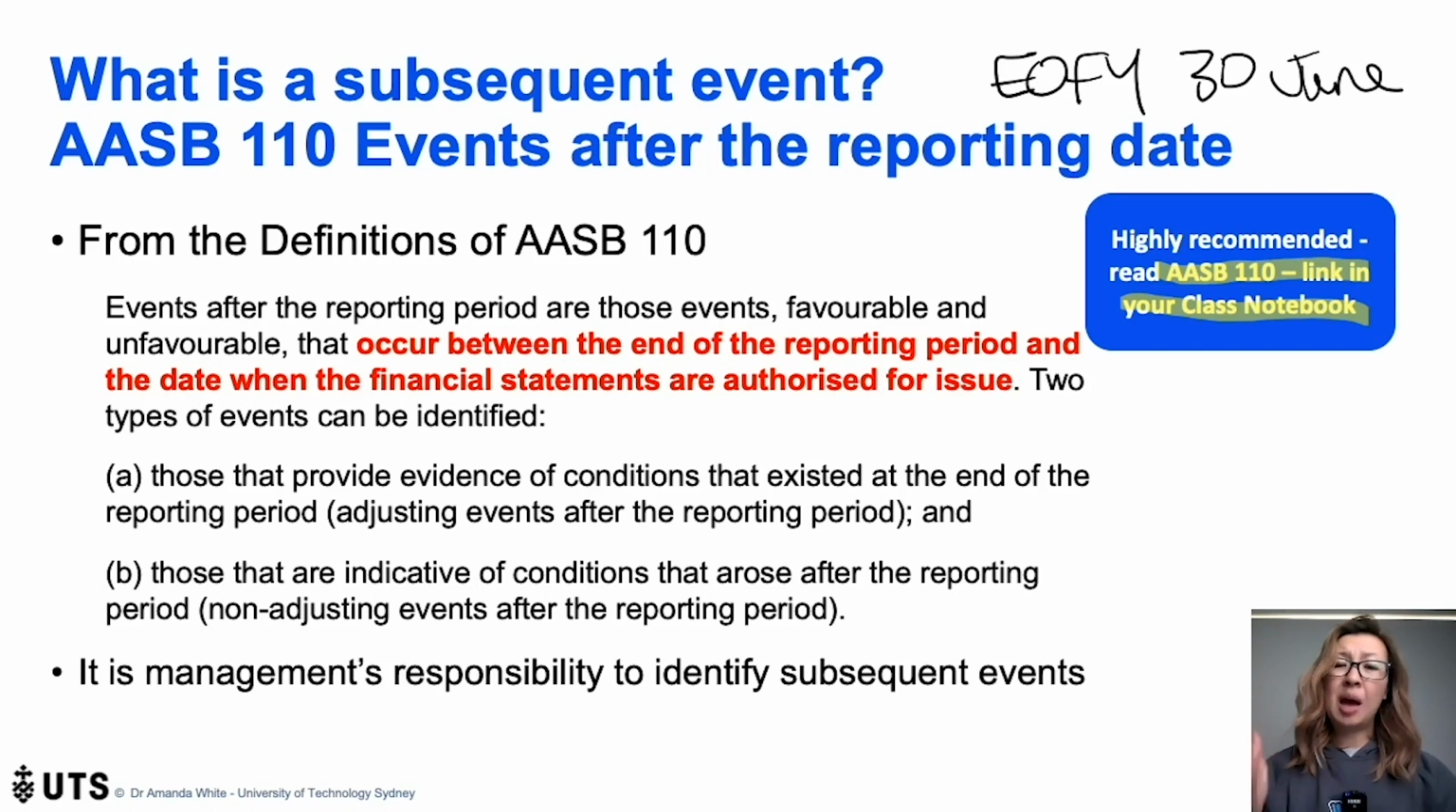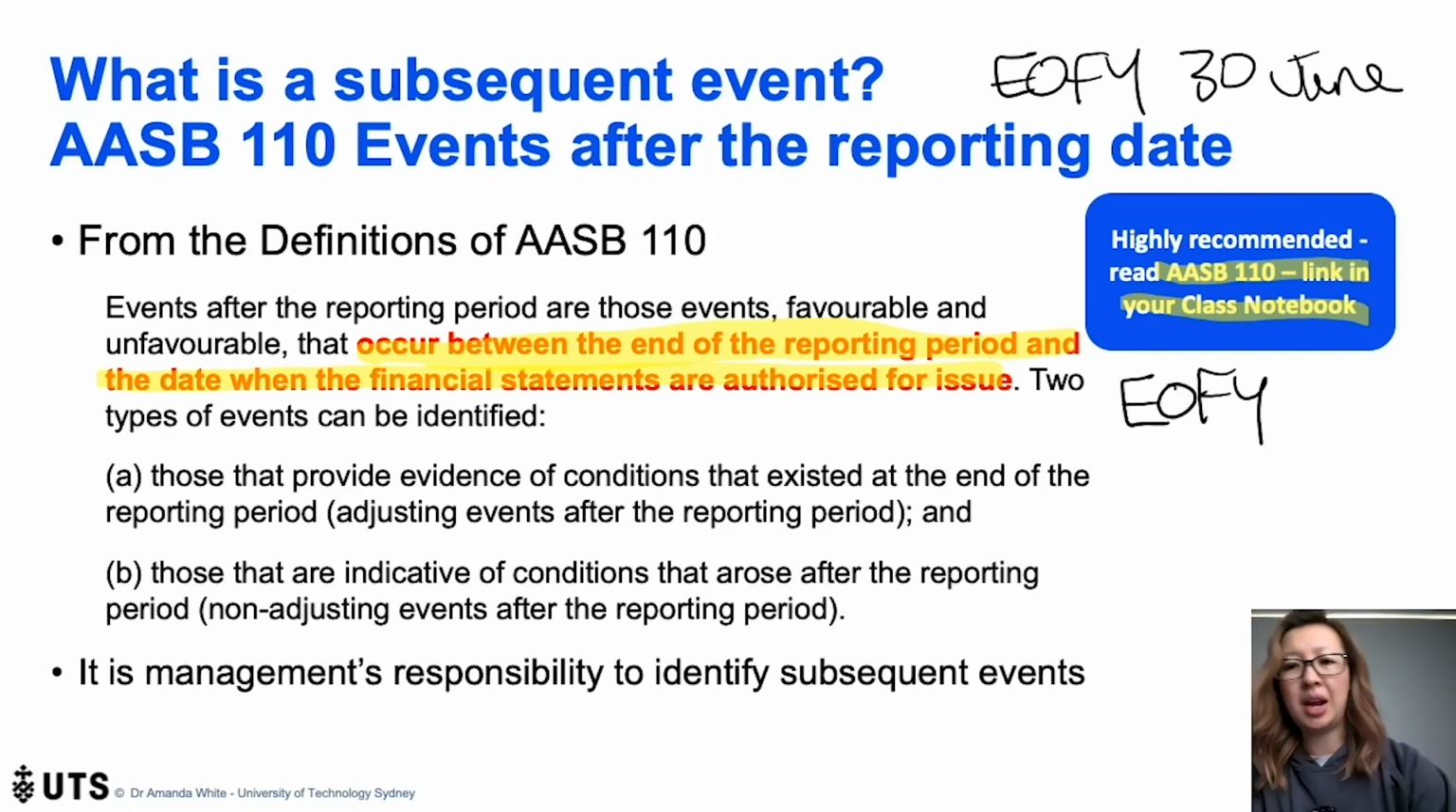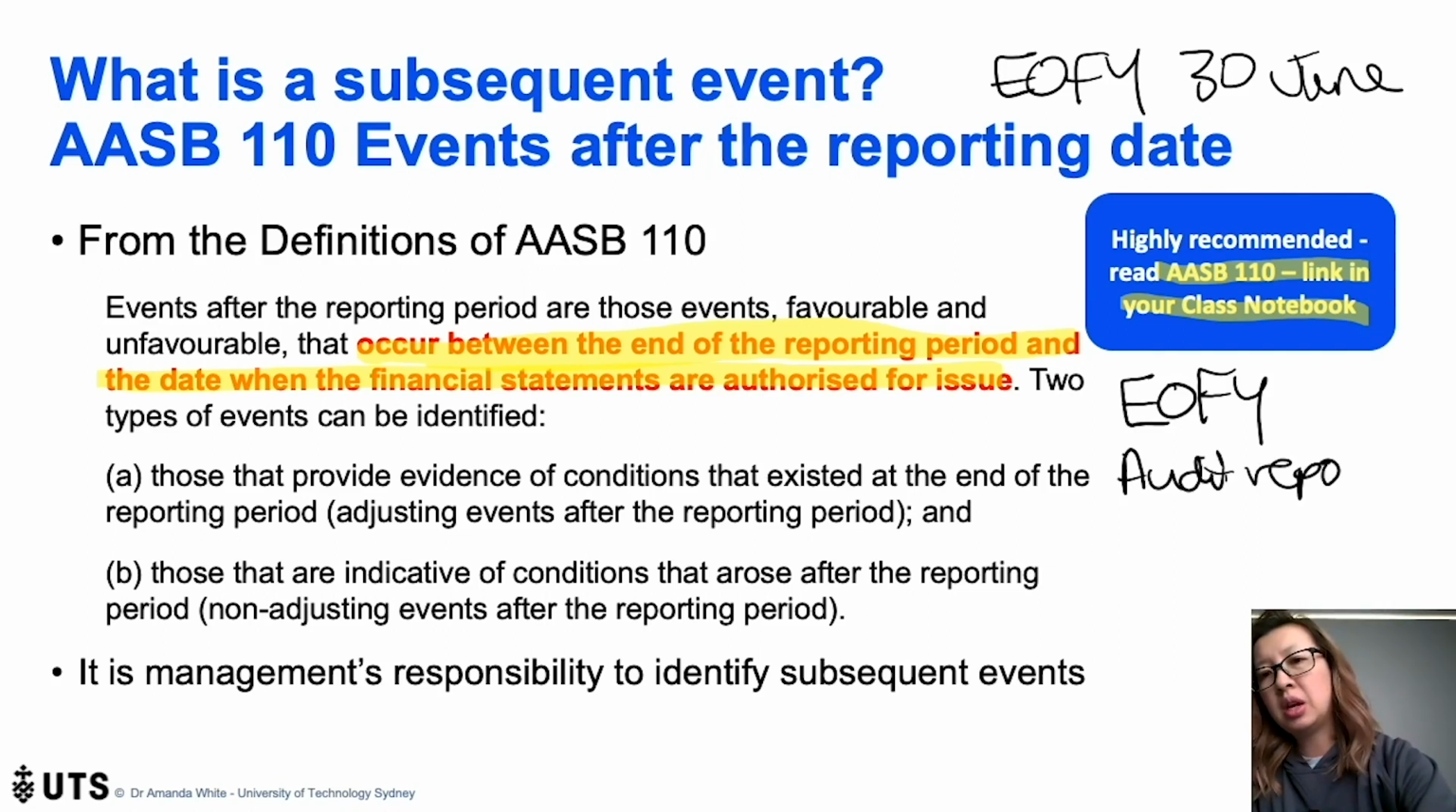So it's things that happen after the 30th of June, good or bad, between the end of the reporting period and the date when the financial statements are authorised for issue. What is the process? Management prepare the financial statements, we come in, we do our audit, we provide our audit opinion, and then the financial statements are authorised for issue. So there are normally three important dates. Date number 1 is the end of the financial year. Date number 2 is the date that the audit report is signed. And date number 3 is the date that the financial statements are issued or released.